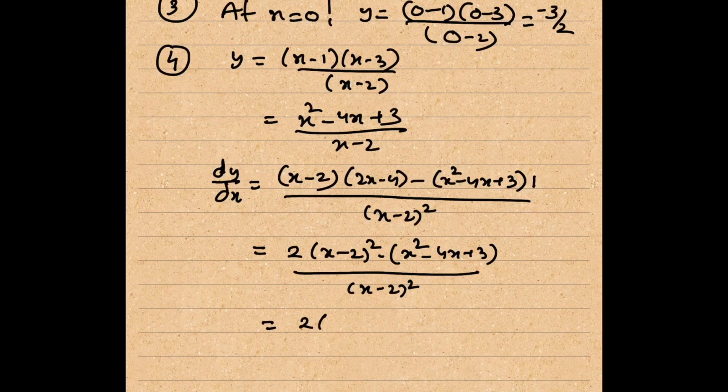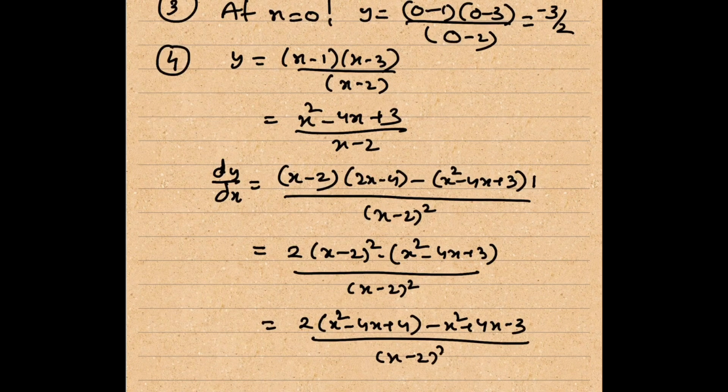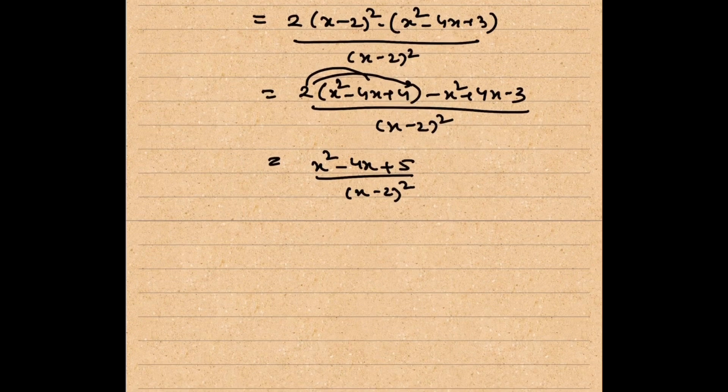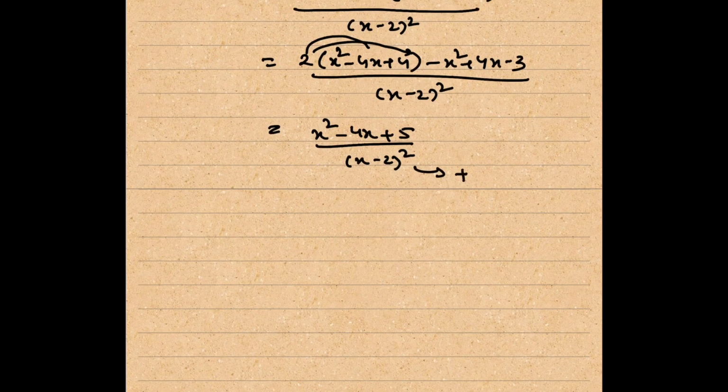This, if I open the bracket, I will write x square minus 4x plus 4 minus x square plus 4x minus 3, whole divided by (x minus 2) whole square. So we will get x square, this is 2 into minus 4, minus 8, and then plus 4, so minus 4x. And then we have 2 into 4 here, 8 minus 3. So therefore we will get plus 5, whole divided by (x minus 2) whole square. Now notice here that the denominator is always positive. Denominator is always positive. What about the numerator?